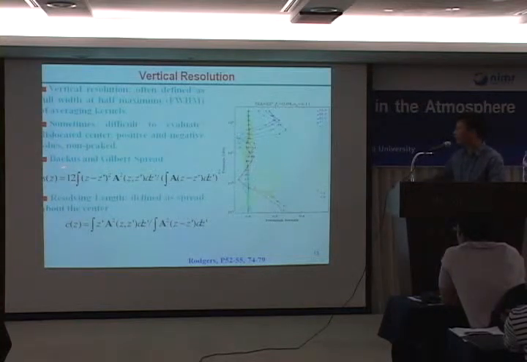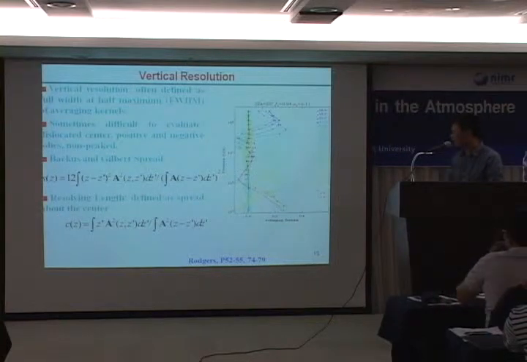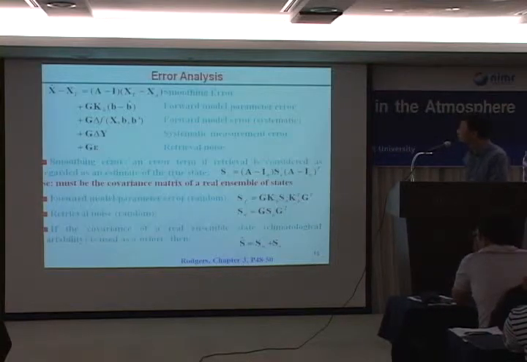There are some other quantities. One example is the Backus and Gilbert spread, which can be described using this function. Another is called the resolving length, which is defined as a spread around the center. Another thing is that we can use the optimal estimation formulation to do very good error analysis.